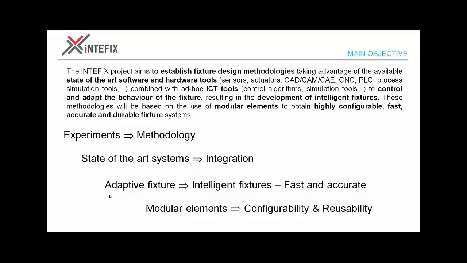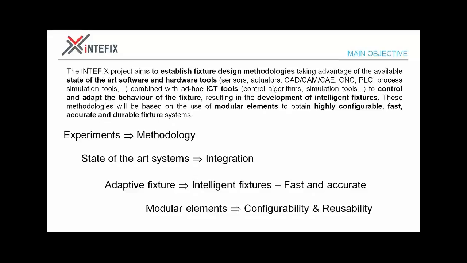Another point is the adaptive fixture. So we have to develop the intelligent fixtures, and this has to work in a fast and accurate way. So we can include many systems, advanced systems, like sensors, actuators, etc. But if we cannot make the fixture work in a fast and accurate way, we are not making anything useful for the industry. So that's why we have to take care of these aspects.